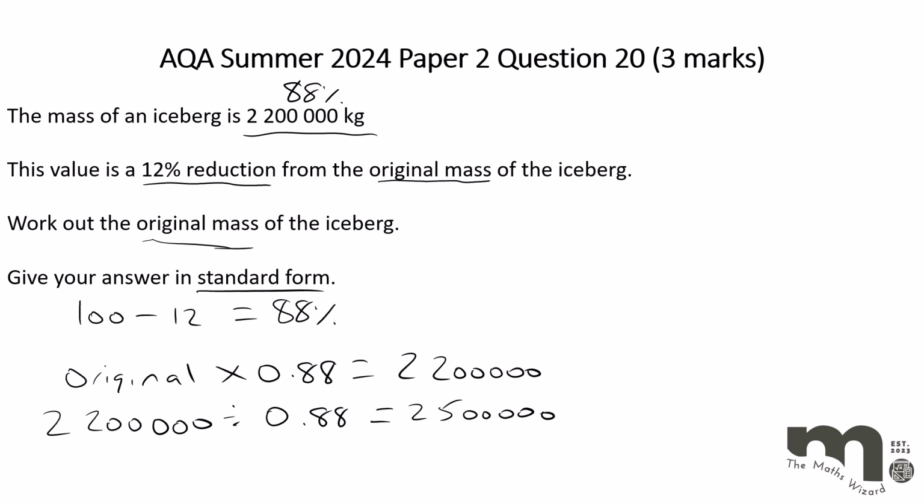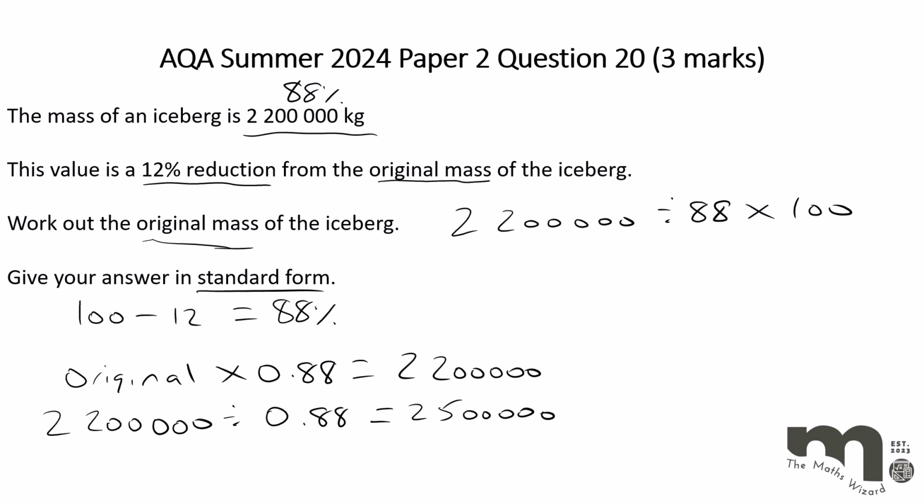Now, another way of doing this, we could take that 2,200,000, we can divide by 88, that will get us back to 1%, and then we can build up to 100 by multiplying by 100, and that will again get us to 2.5 million. Now, we're trying to do this in standard form.